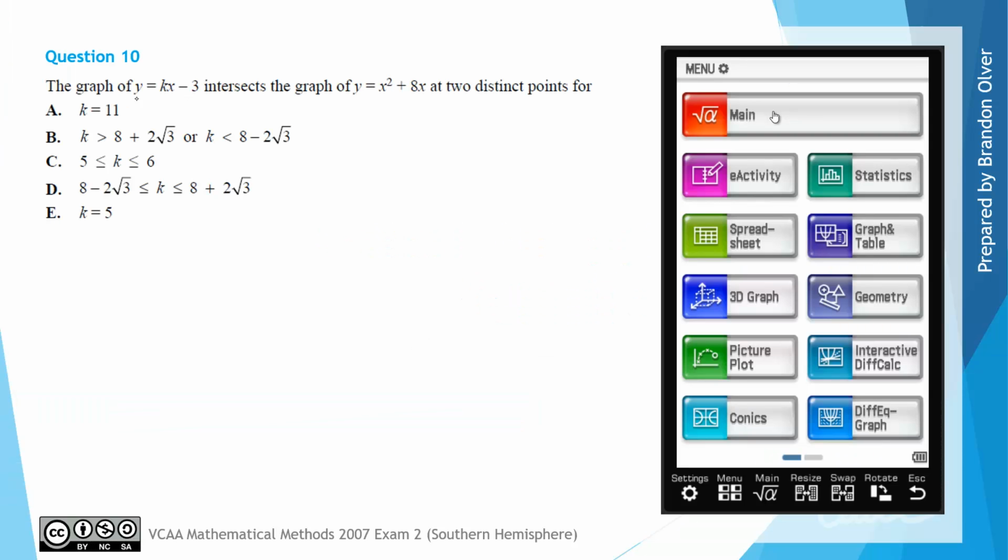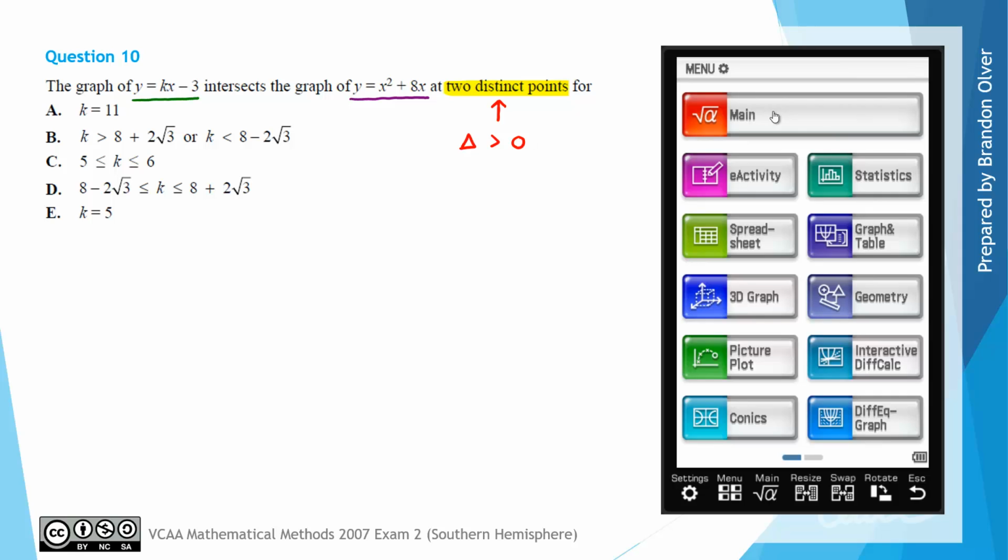For question 10 we have the graph of y equals kx subtract 3 intersects the graph of the parabola y equals x squared plus 8x at two distinct points for one of the following conditions for k. So the first thing that we can note here is that if we are talking about the number of points of intersection between a straight line and a parabola, then that can relate to the discriminant, and that if we want 2 points of intersection, then we want that discriminant to be greater than 0. So that's how we can ensure that there will be 2 points of intersection for this straight line and parabola.